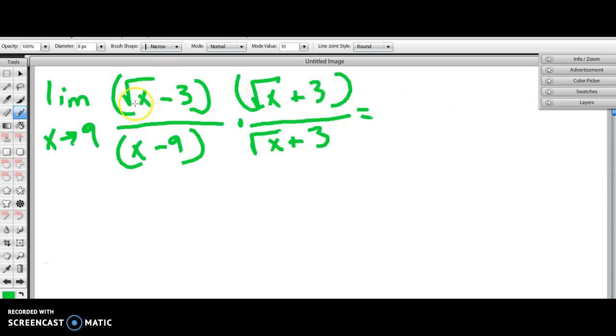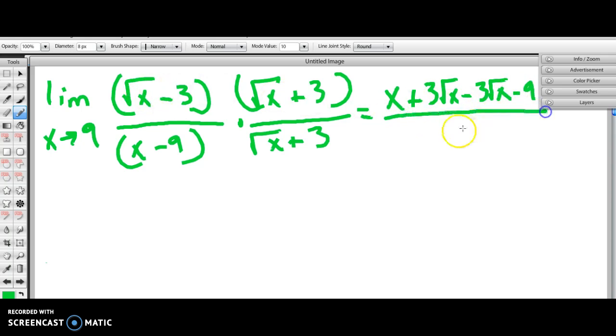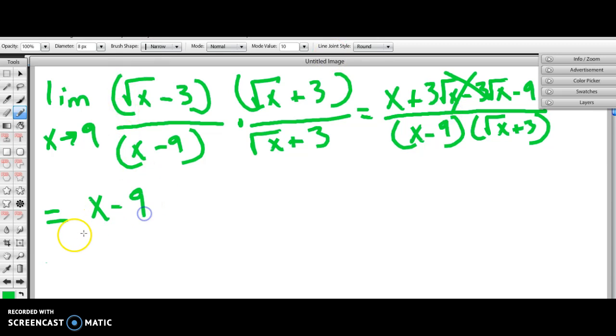So you're going to get x, square root of x times square root of x. Square root of x times 3 is plus 3 times square root of x. Negative 3 times square root of x is minus 3 square root of x. And then negative 3 times 3 is negative 9 over x minus 9 times square root of x plus 3. All right, so we know that 3 times square root of x minus 3 times square root of x is 0. So we're going to get x minus 9 over x minus 9 times square root of x plus 3.